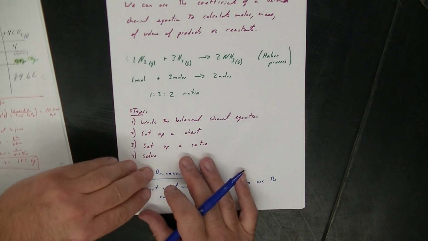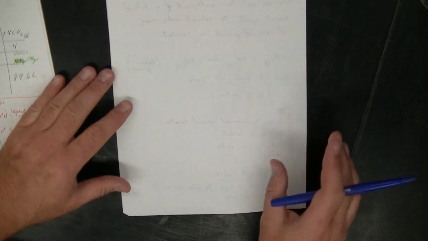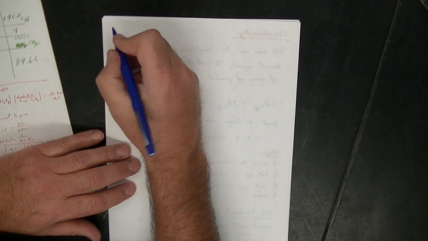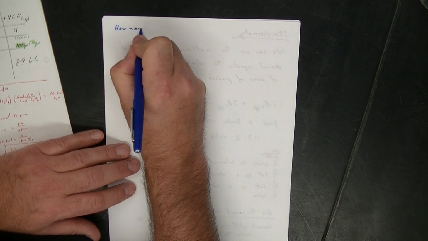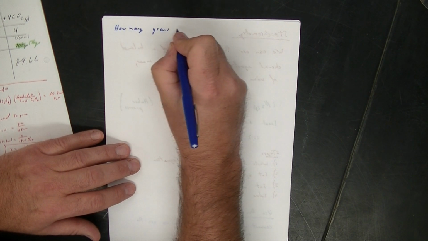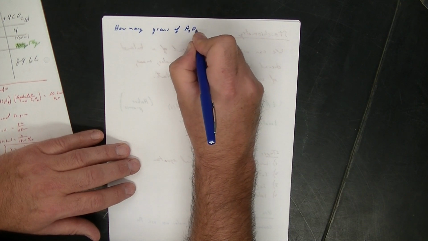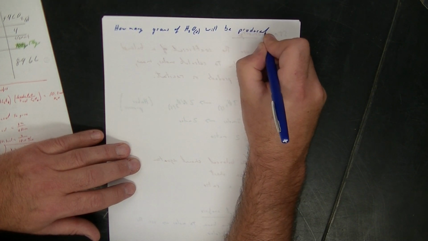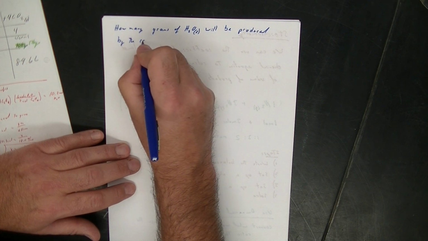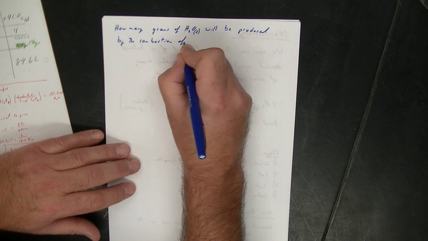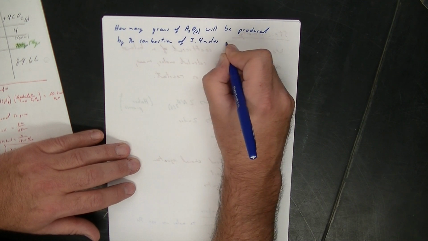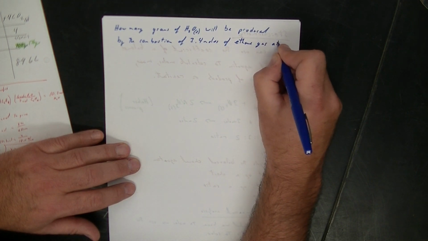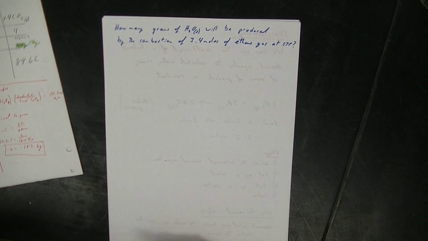So, let's start with a problem. How many grams of H2O liquid will be produced by the combustion of 3.4 moles of ethane gas at STP.